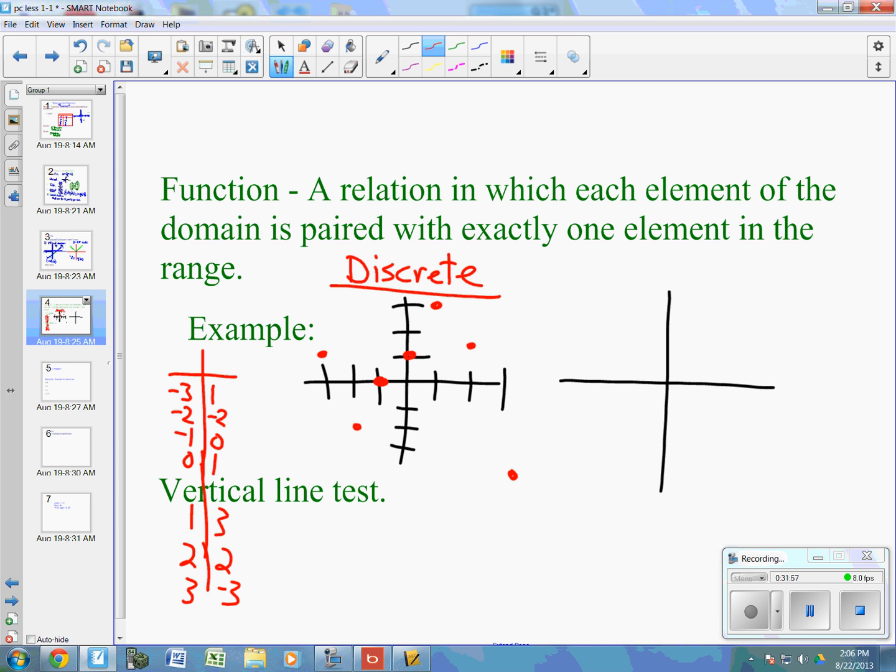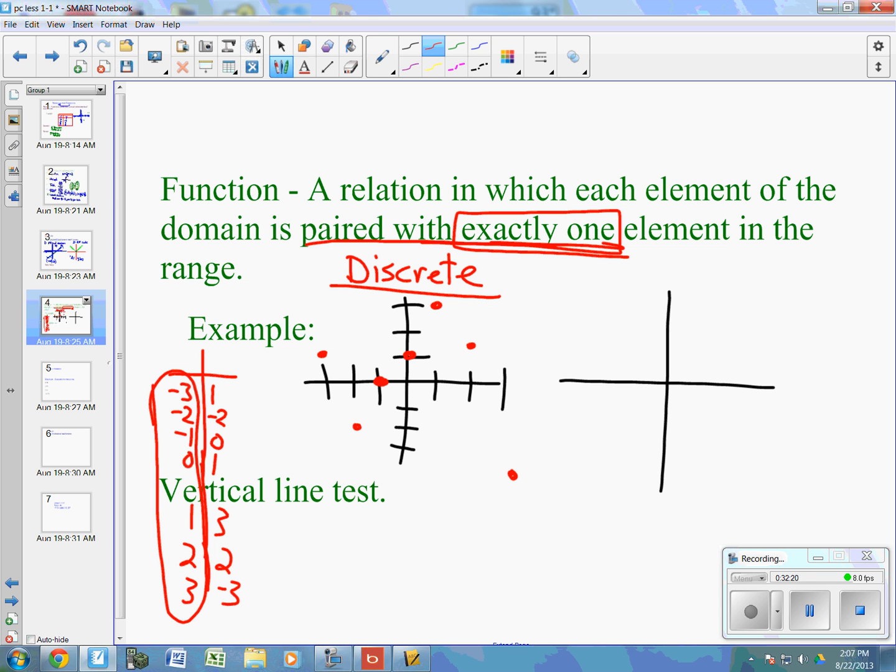if you'll notice, do you see any x numbers listed more than once? They're all listed once. That's what it means. Each thing in the domain is paired with exactly one. Everybody, this is the key right here. Exactly one element in the range. Okay? Every x number is only listed once.